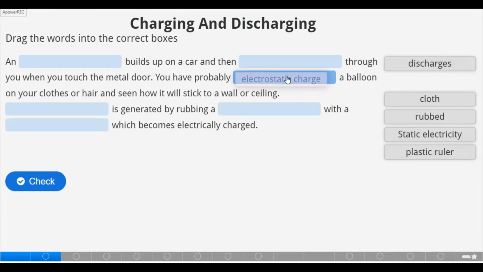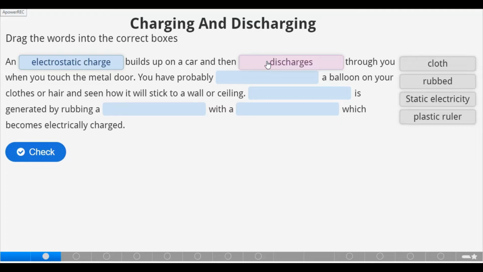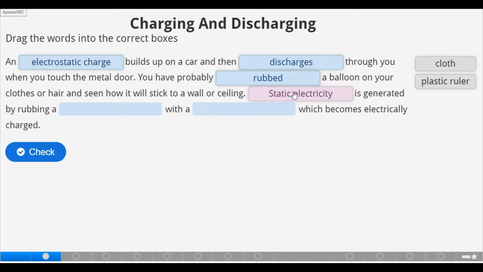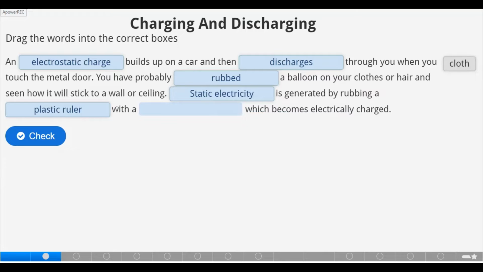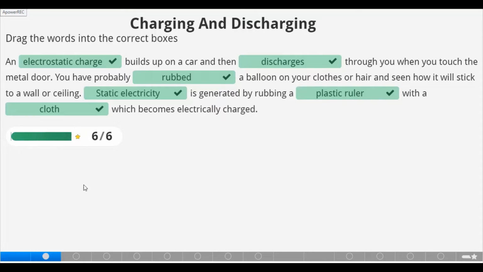An electrostatic charge builds up on a car and then discharges through you when you touch the metal door. You have probably rubbed a balloon on your clothes or hair and seen how it will stick to a wall or ceiling. Static electricity is generated by rubbing a plastic ruler with a cloth, which becomes electrically charged. Let's check.